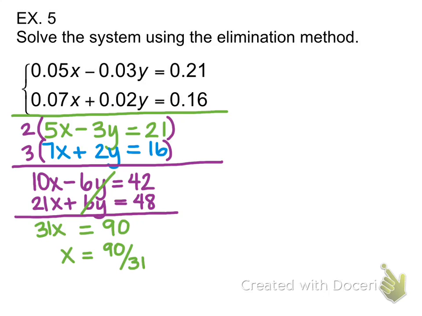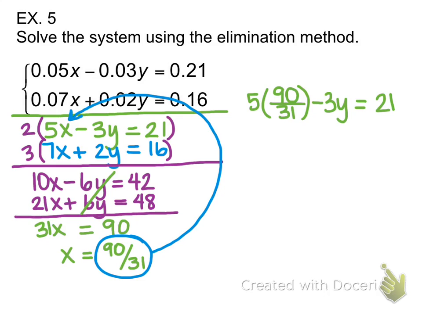Now I want to plug x back into one of the equations. I can pick any one of the equations that I have listed here. They are all equivalent equations. I'm going to go to the easiest one. I'm not going to pick the decimals at the top. I'm going to plug into one of the second equations. So I'm going to plug into the green equation and multiply 5 times 90 over 31 minus 3y equals 21. So 5 times 90 over 31 is 450 over 31.